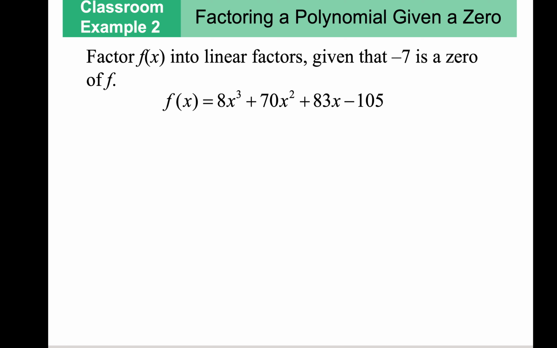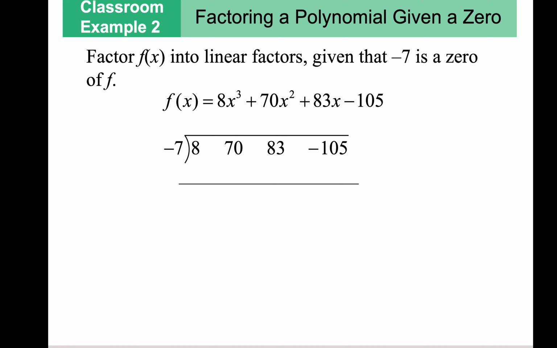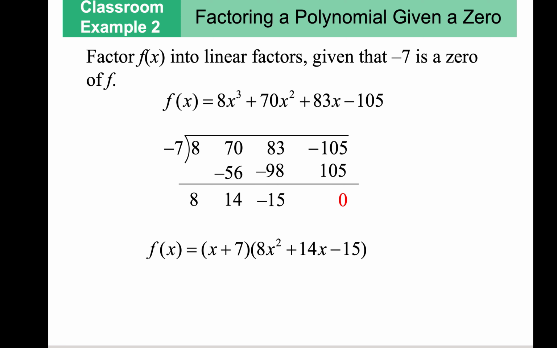So if I tell you that negative 7 is a 0, this is a time when I want to do synthetic division because I have to factor what's left. So when I factor that 7 out, my new polynomial, the degree is decreased by 1 for each term, and the coefficients are going to be the values that are there. Then I'm going to factor 8x squared plus 14x minus 15.